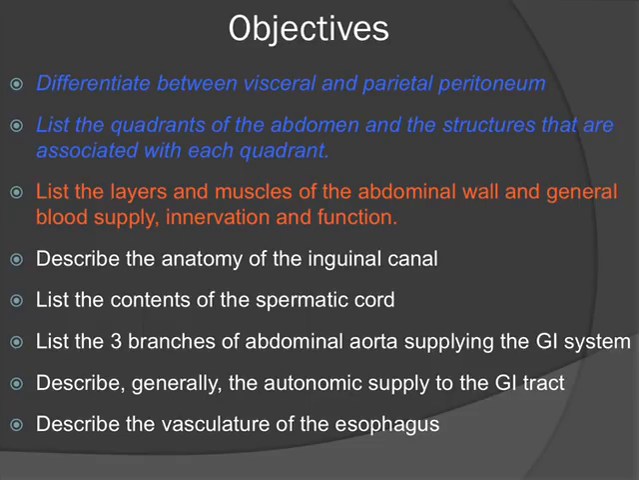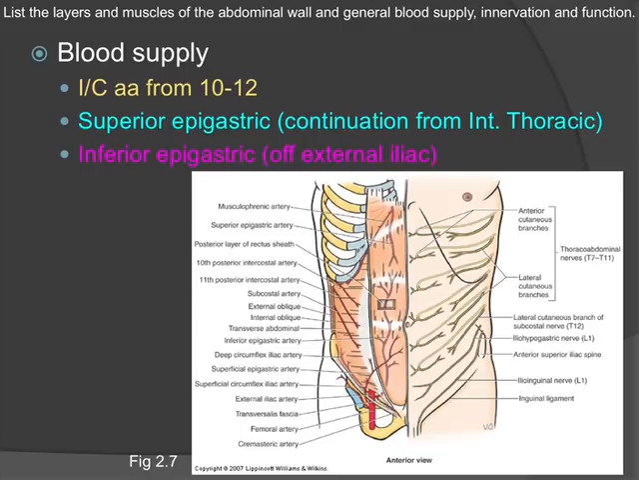The objectives that are listed in blue are self-directed objectives, and if you go to ECA, there'd be a nice simple explanation of both of those, so just please check that out. Alright, so layers of the muscles of the abdominal wall, general blood supply, innervation, and function.